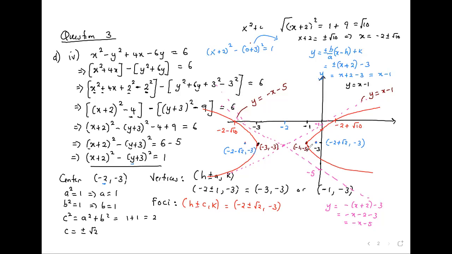Okay, so I want us to do one on the rotation. xy is equal to 2. Question 5b, B1: xy is equal to 2. We're doing a rotation here. So we've got the rotation equations.